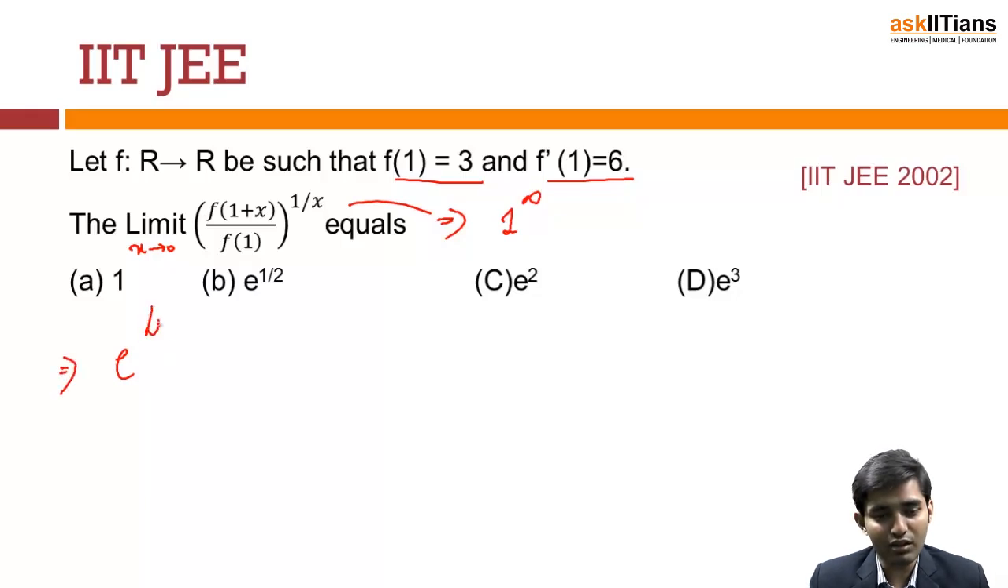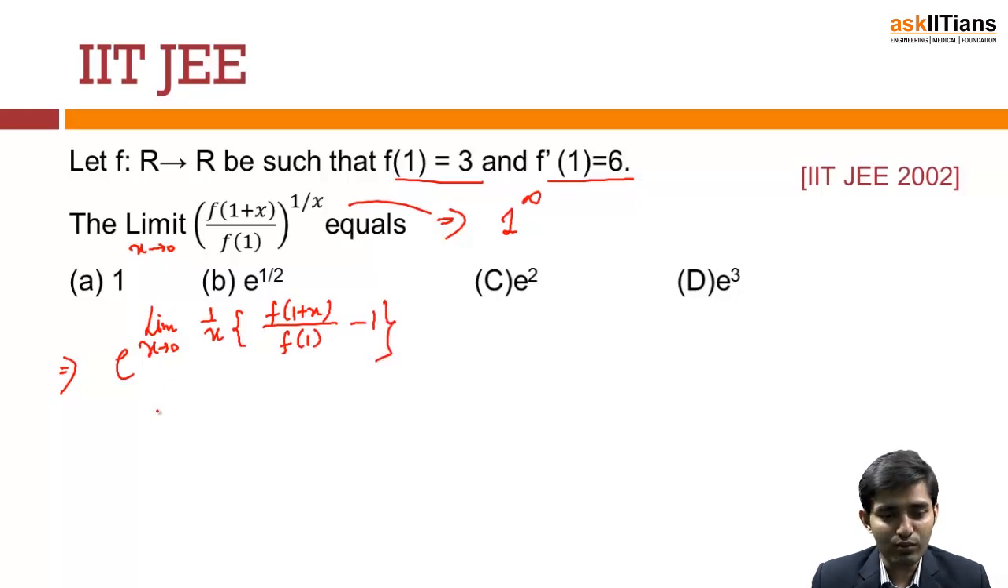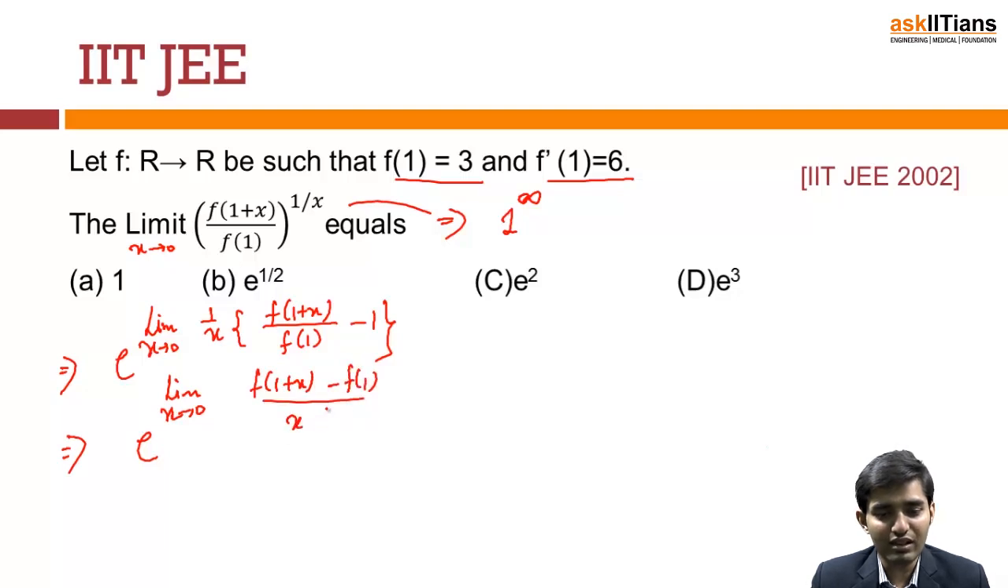We take e to the power, the limit will remain the same, limit x tending to 0, of f(x) minus 1 into g(x). So g(x) is 1 by x, into f(x) minus 1, which gives f of 1 plus x divided by f of 1 minus 1. This is how we solve the 1 to the power infinity form. If you don't know this, you should revise the concepts of limits once again. So e to the power limit x tending to 0, and I can take the LCM here, so I will get f of 1 plus x minus f of 1 divided by x into f of 1.